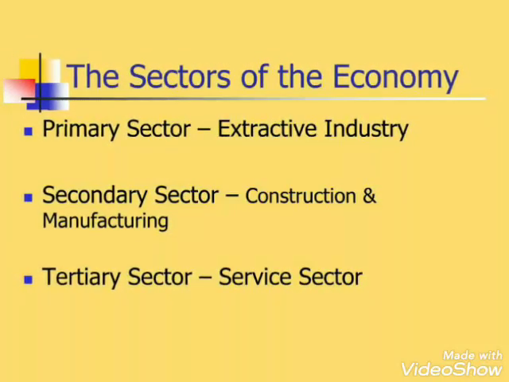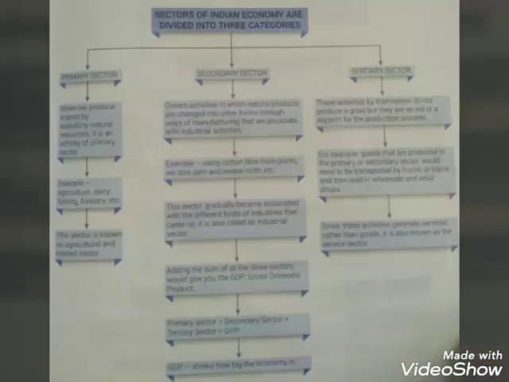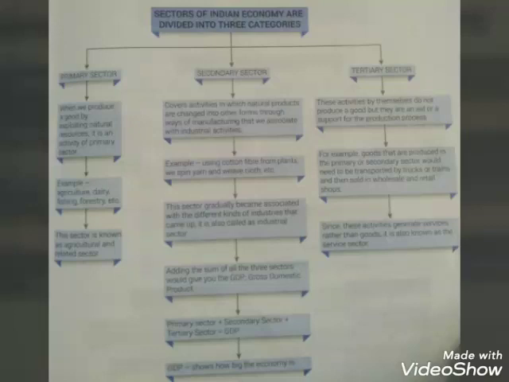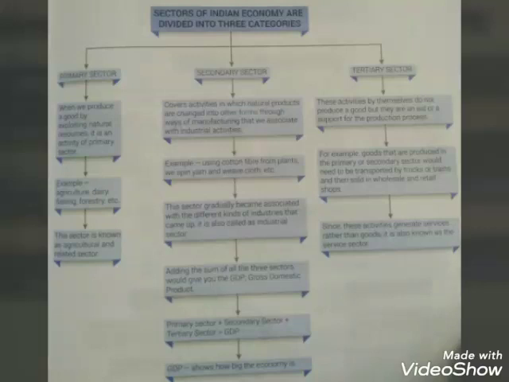That is, sectors of the Indian economy are divided into three different categories: primary sector, secondary sector and tertiary sector. So to start with the first sector, the primary sector is a sector where a large number of activities are undertaken by directly using natural resources. That means when we produce a good by exploiting a natural resource, it is an activity of the primary sector. For example, agriculture, dairy, fishing, forestry and so on. So this sector is known as agriculture and related sector.